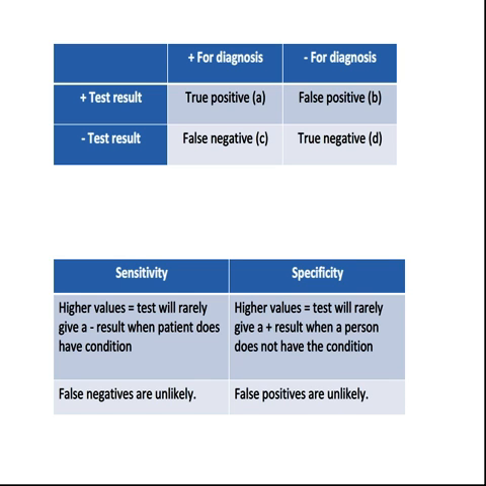So obviously we want to have higher rather than lower numbers for sensitivity and specificity. The higher the numbers, the more confidence we have in the interpretation of the result of the test, in this case the Ober test. So for sensitivity, this means higher values indicate the test will rarely give a negative result when the person does actually have the condition, or in other words, false negatives are unlikely. And then for specificity, this means that higher values indicate that the test will rarely give a positive result when the person does not have the condition. So false positives are very unlikely.